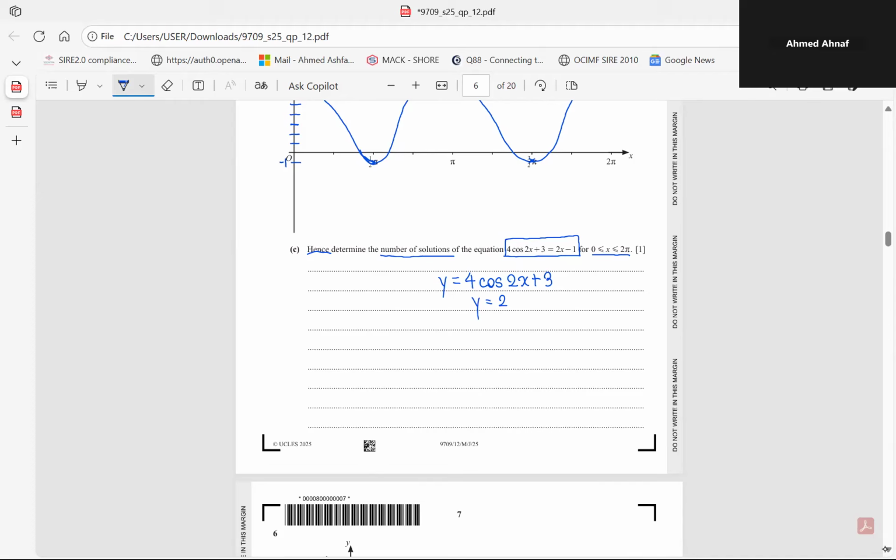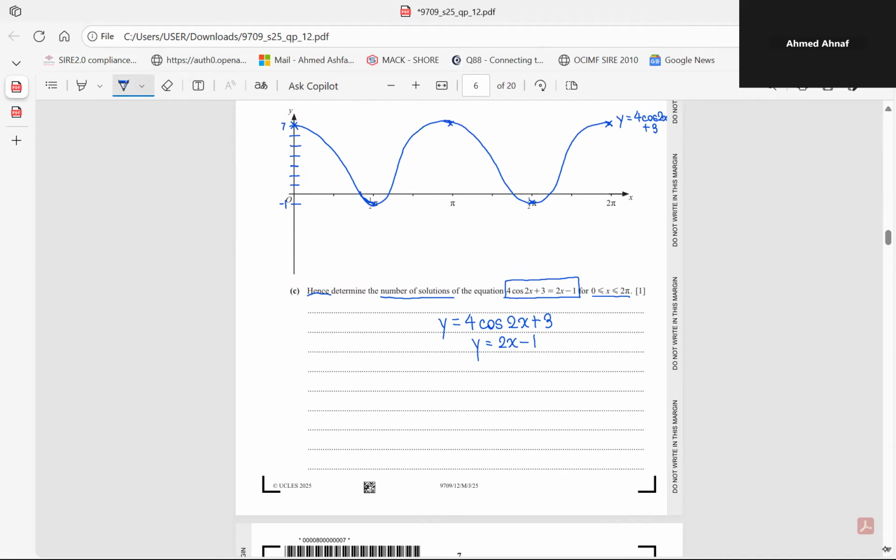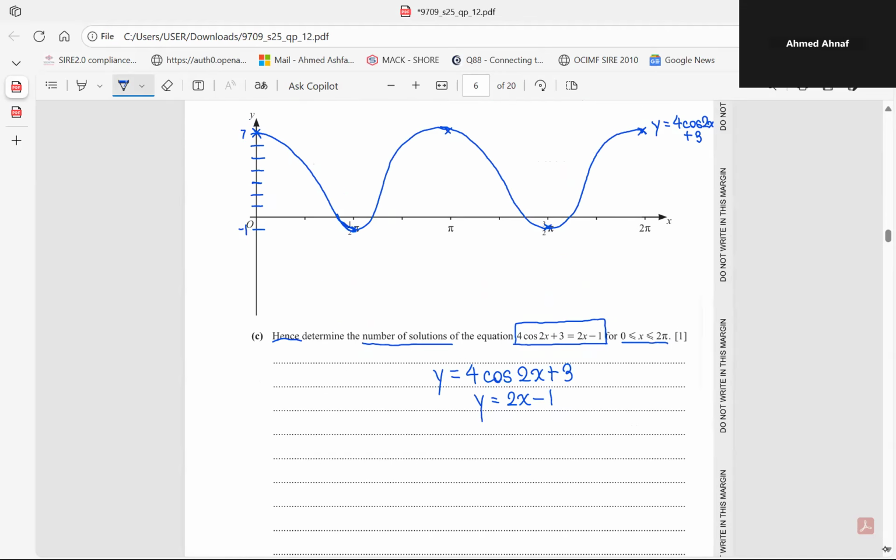So y equals 2x minus 1. As you can see, this equation would be a straight line when you graph it. So let's try sketching it. Again, we're going to substitute values of x and find out the corresponding values of y from there. So 2 times 0 minus 1, that is -1, right here.